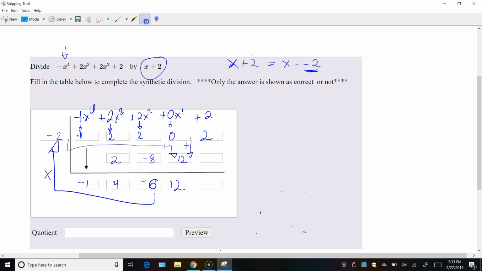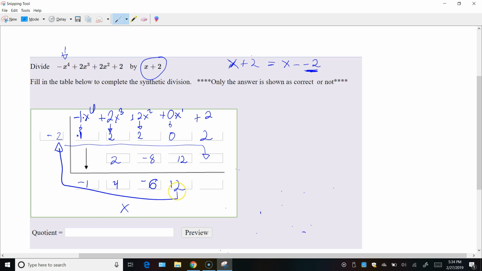Then I'm going to erase the arrows. Let me erase the arrows here. Next stage, I repeat one more time. So it's going to be 12 times that negative 2. That's going to give you negative 24. You're going to take that value and put it in this box right here.